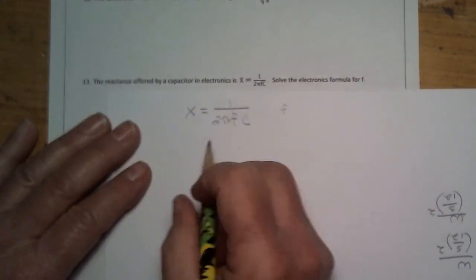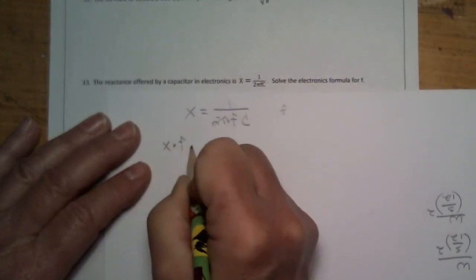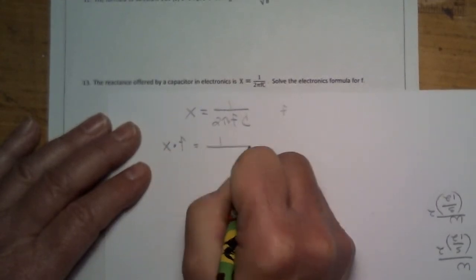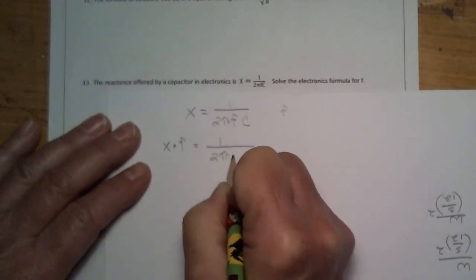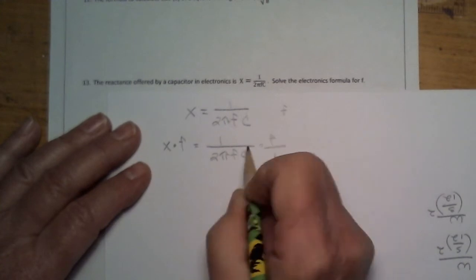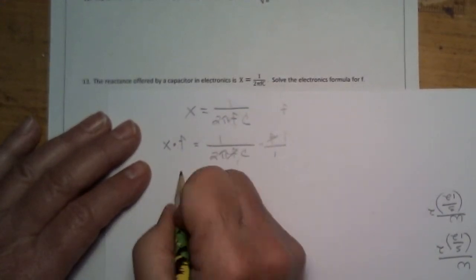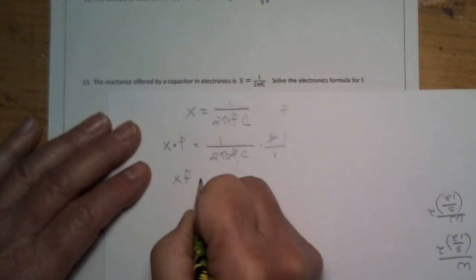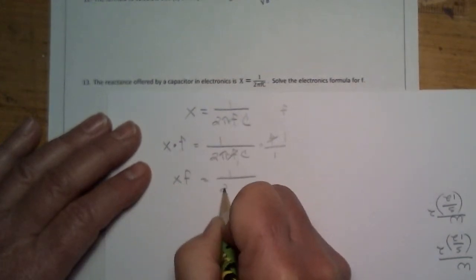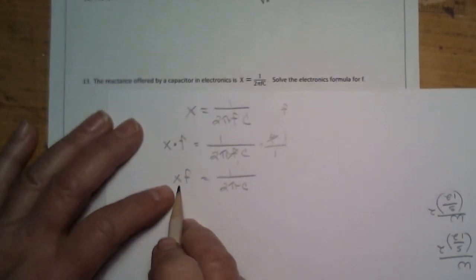Let's multiply both sides by baby F. So I have this side times little f, and I have this side times little f. And you can see they drop out over here, and I'm liking that. And there he is over there. And let me just do a little bit of cleanup here. 1 over 2 pi c. All I have to do now is divide both sides by x.